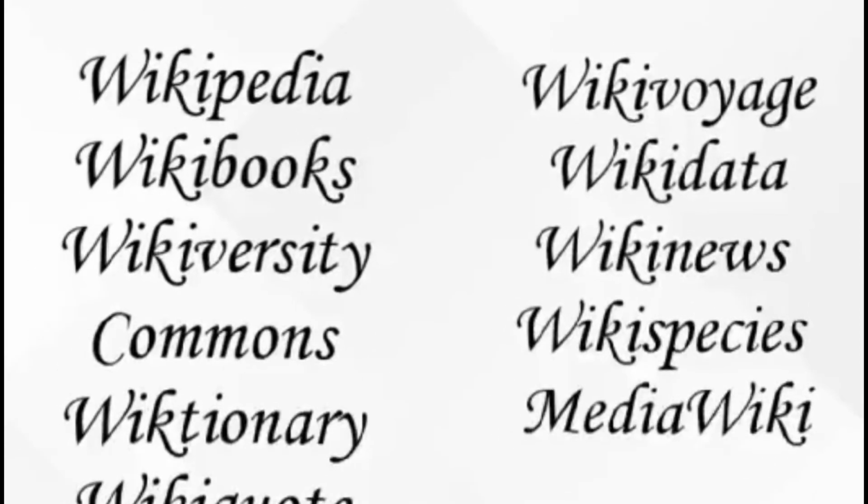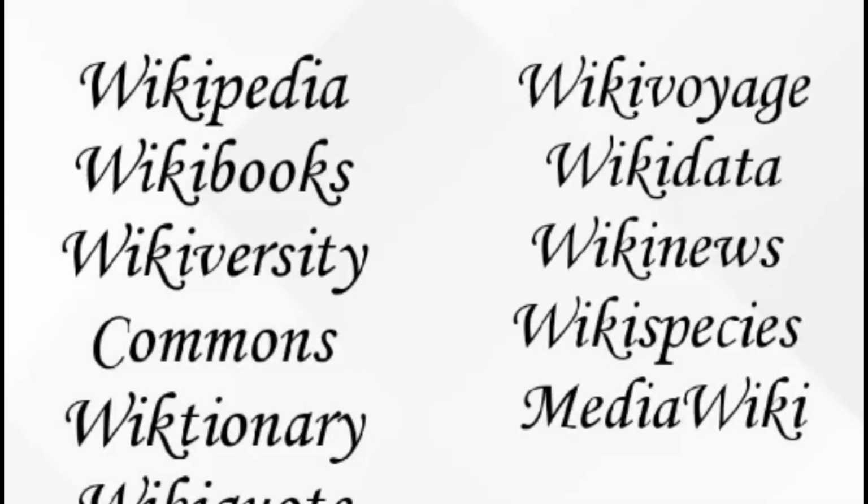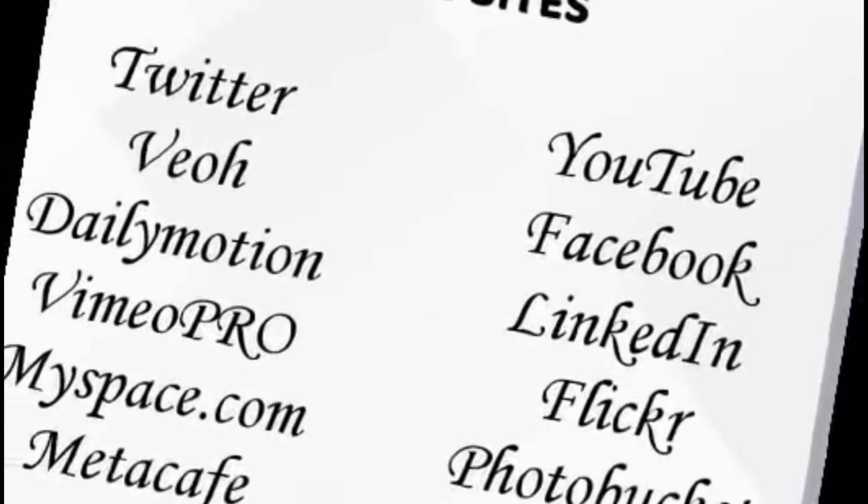The third one is wikis. A wiki is a hypertext publication collaboratively edited and managed by its own audience directly using a web browser. The examples of wikis are Wikipedia, Wikibooks, Wikiversity, Commons, Wiktionary, Wikicode, Wikivoyage, Wikidata, Wikinews, Wikispecies, and last but not least, MediaWiki.